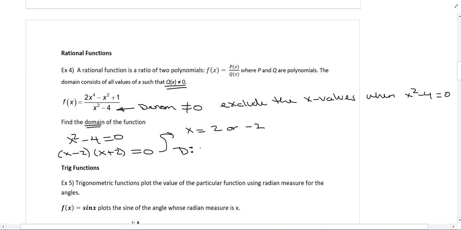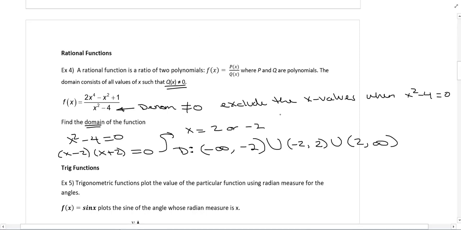So how do we say that in interval notation? Minus infinity to minus 2, always go from left to right on the number line, so from smallest to largest, not including minus 2, then minus 2 to 2, and then 2 to infinity.